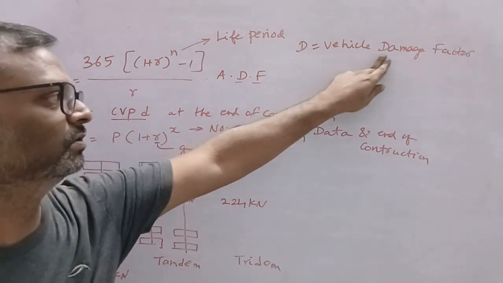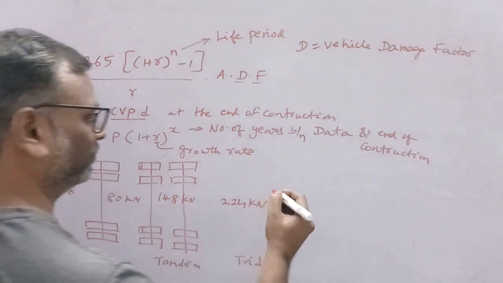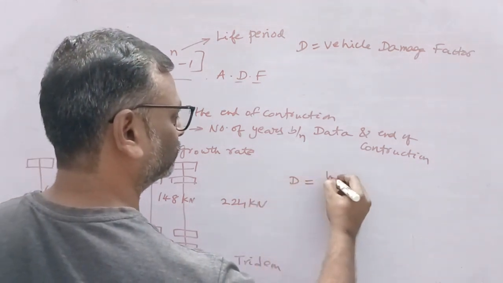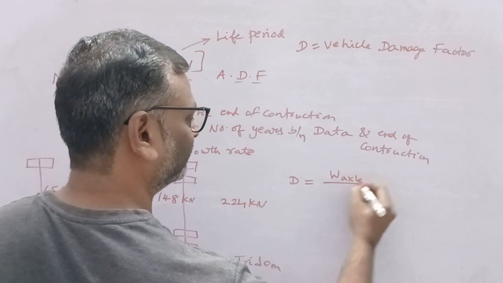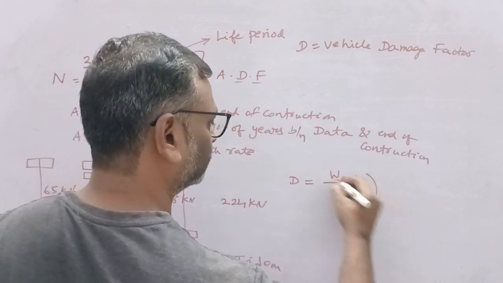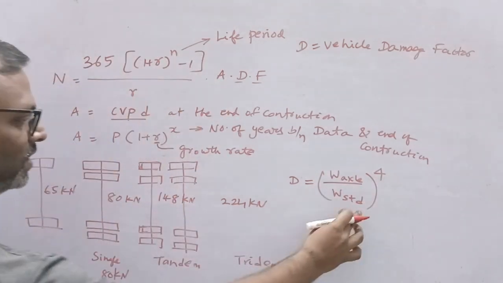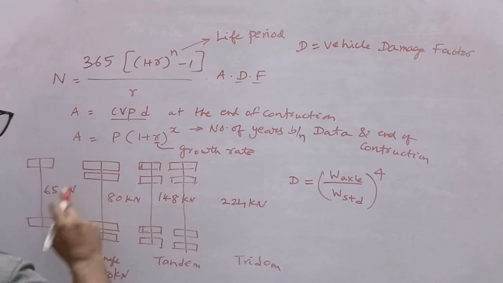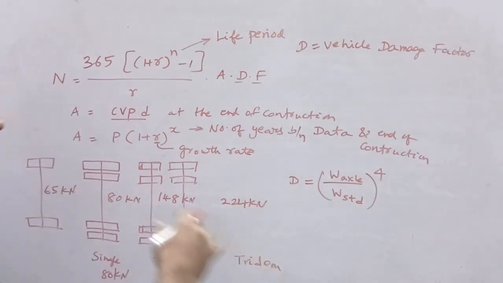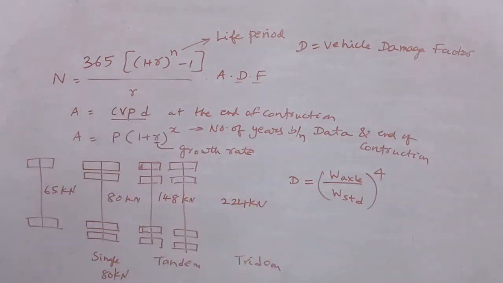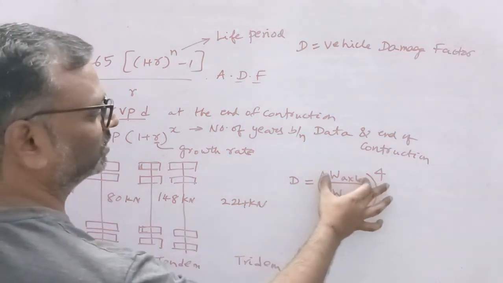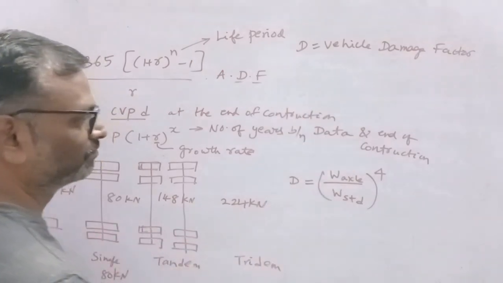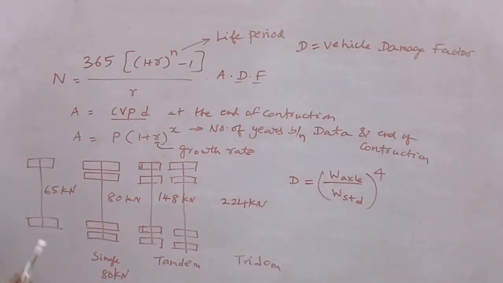So to determine vehicle damage factor, what we do is that D is equal to the load given, whatever axle load they have given, divided by the standard load, whole power 4. So the standard load we adopt is 80 or whatever is given. After conducting the commercial vehicle traffic data survey, depending on the different types of loads on the wheels, you find out this D. Once we calculate by doing an example, then you will understand it in a better way.